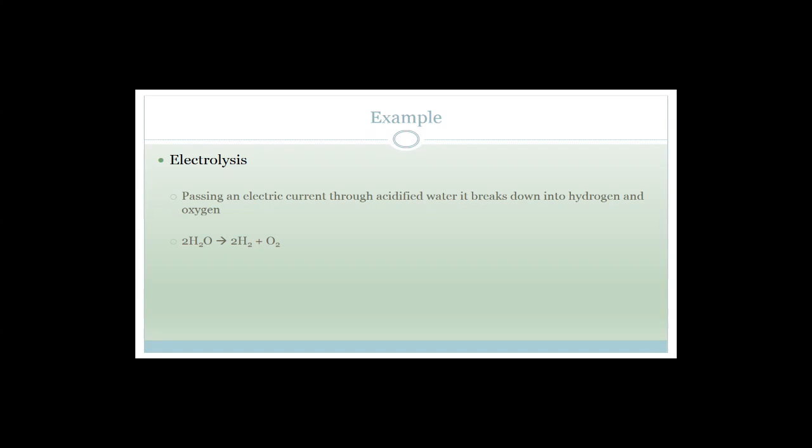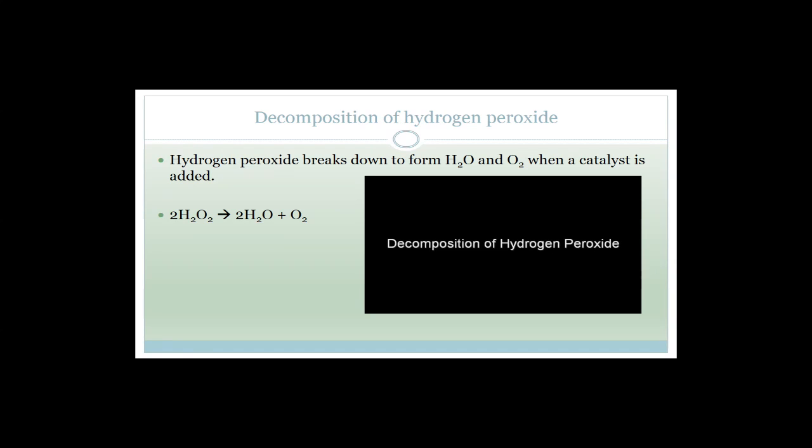And it has to be acidified water because it needs free ions. Okay, so another example is the decomposition of hydrogen peroxide to form water and oxygen when a catalyst is added. So you're taking hydrogen peroxide and it breaks up into water and oxygen. So let's watch this little video.